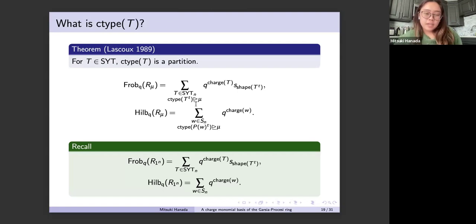To pull up the full picture, we have the Frobenius and the Hilbert series of our coinvariant rings. And we can see how, once again, the Garsia-Procesi Frobenius and Hilbert series are in fact summands of these bigger ones.